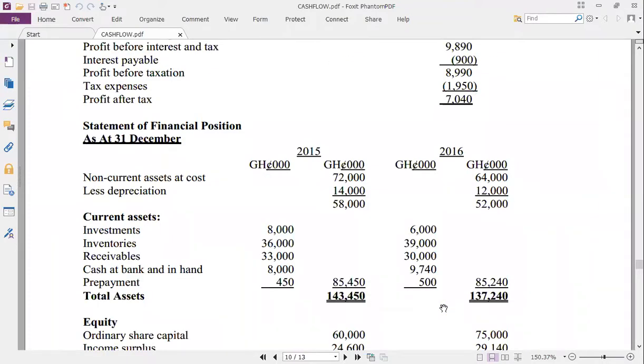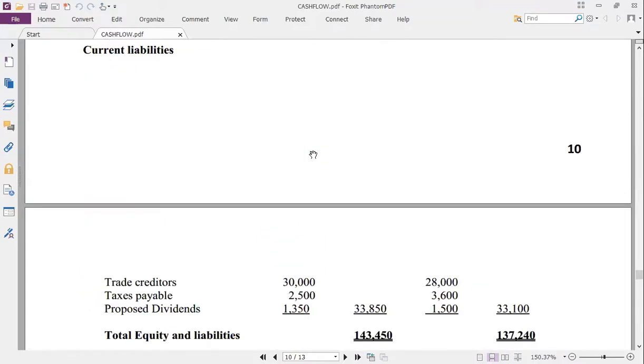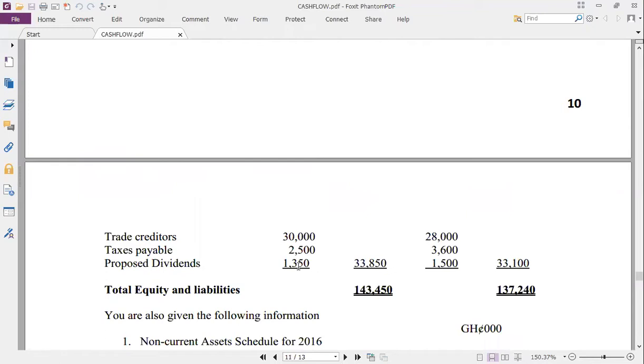Let's check. Now here they've changed the style. The current year rather is at the right, and then previous year at the left. So the open balance is the one here. The open balance is 13,350. That's the open balance of the dividend. And then the dividend proposed is 2,005. You add, less the closing balance, which is 1,500. This is your closing balance.